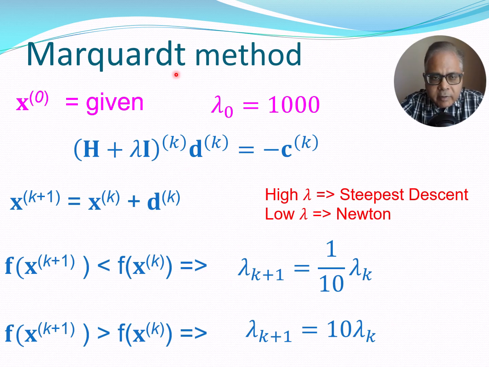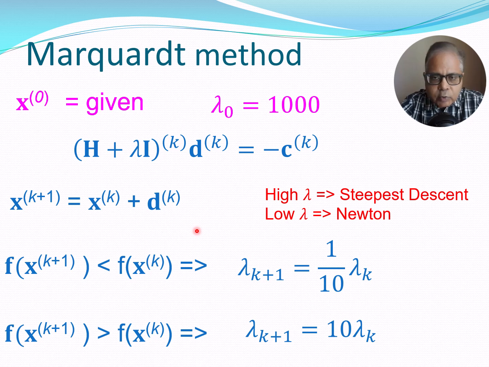Just to review the Marquardt method, we of course require the starting point x0. So this has to be given to us for a typical gradient based method. We select a lambda value. Typical lambda value could be lambda 0 is 1000. And then we proceed forward using this particular algorithm here. Now this is a linear system which you can solve provided you know H, you know lambda, and you know c. And once you have solved for dk, you can update your design using xk plus 1 is xk plus dk.